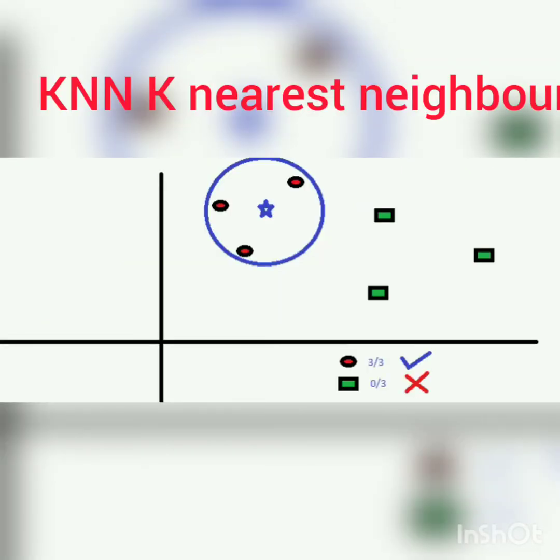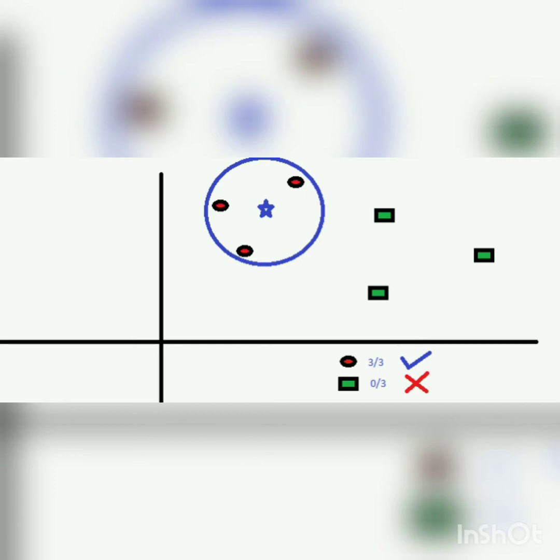So the next one is KNN, K nearest neighbor. It can be used for both classification and regression problems. However, it is more widely used in classification problems in the industry.